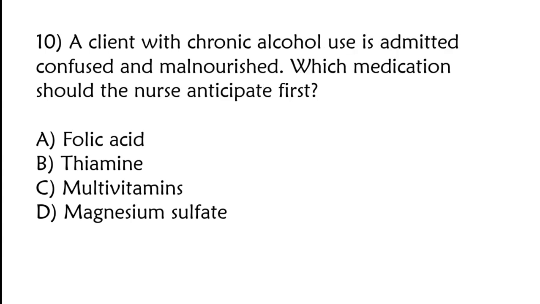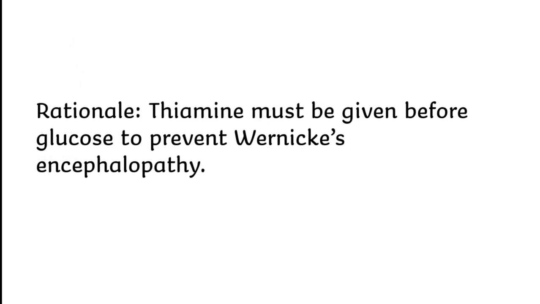A client with chronic alcohol use is admitted confused and malnourished. Which medication should the nurse anticipate first? Correct answer is B, thiamine. Rationale: thiamine must be given before glucose to prevent Wernicke's encephalopathy.